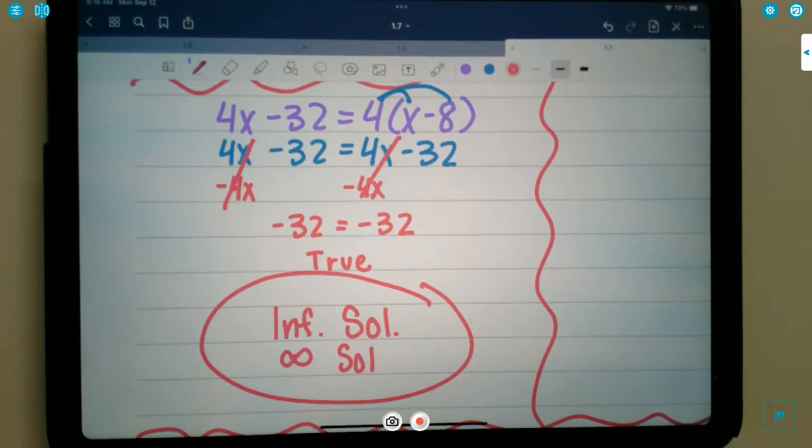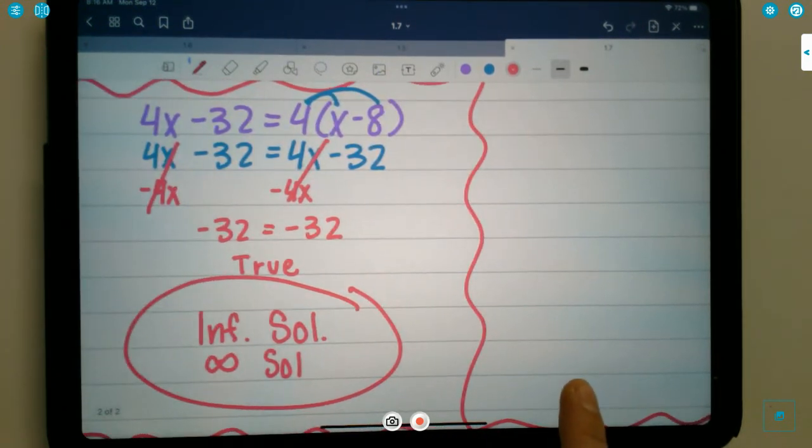Any questions right now? I have one last example for you guys because we've seen no solutions, we've seen infinite solutions. There's something weird that happens that's not either of these, and sometimes people get them confused, so I just want to tell you ahead of time. Then we're going to make a little chart of which one's which.